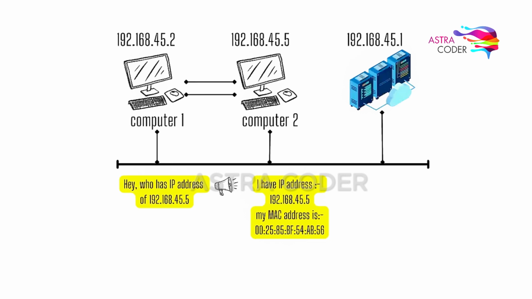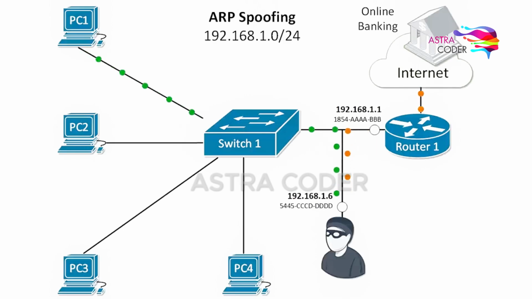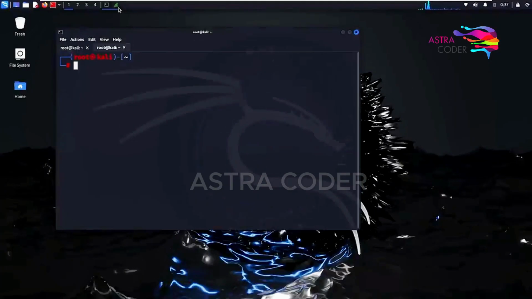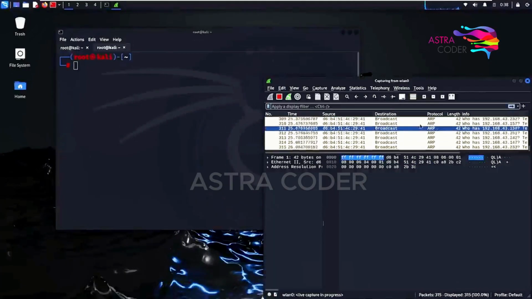ARP is essential for smooth communication within a network, but it's also a potential target for attackers who might try to manipulate ARP messages to intercept or redirect network traffic, a tactic known as a man-in-the-middle attack. It's important to note that ARP lacks authentication, making it vulnerable to exploitation by hackers. This feature can be used to discover all the systems on a network easily.